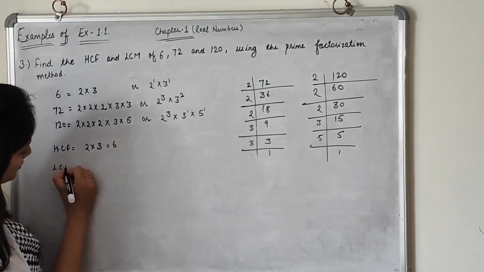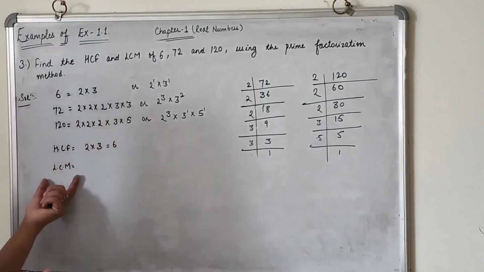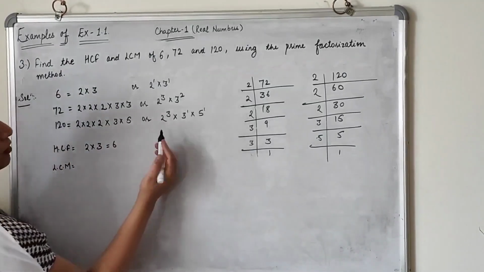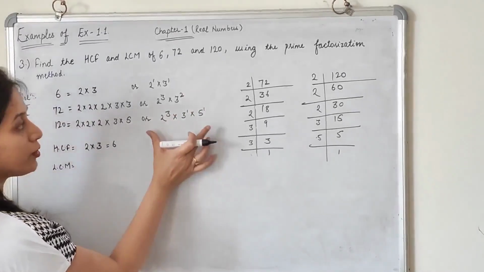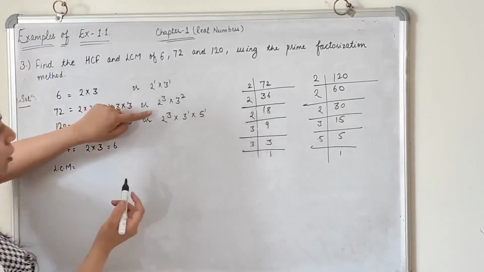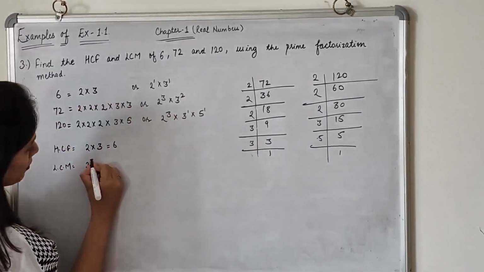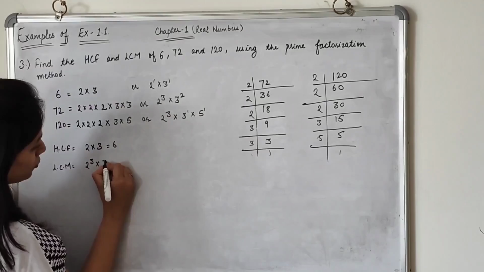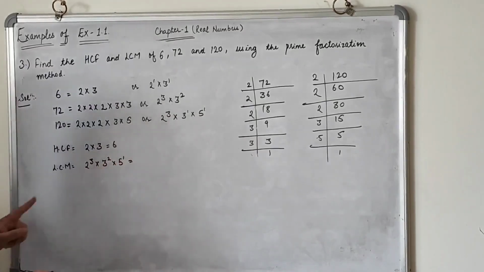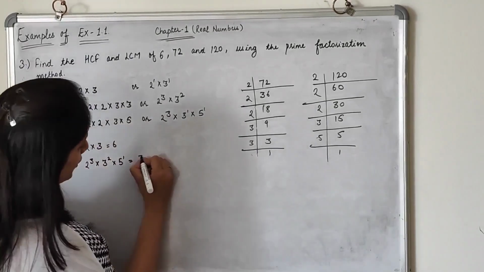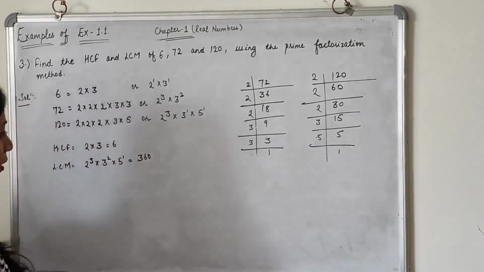And LCM is, how do we find LCM? The greatest powers we can take from these sets, that is 2 cube into 3 square into 5 power 1. So answer is 360. Right?